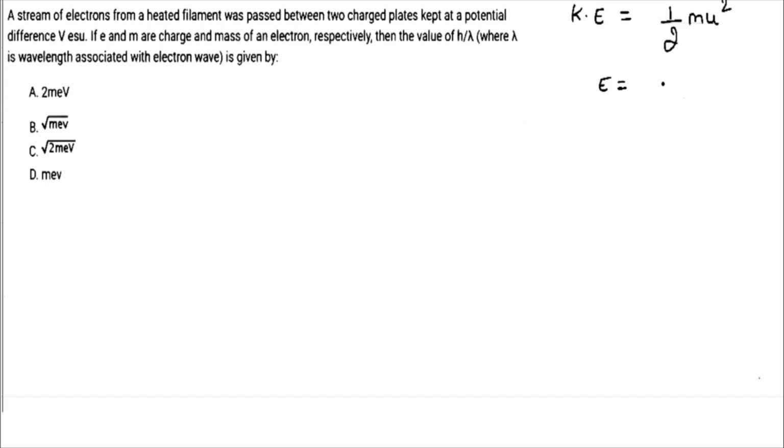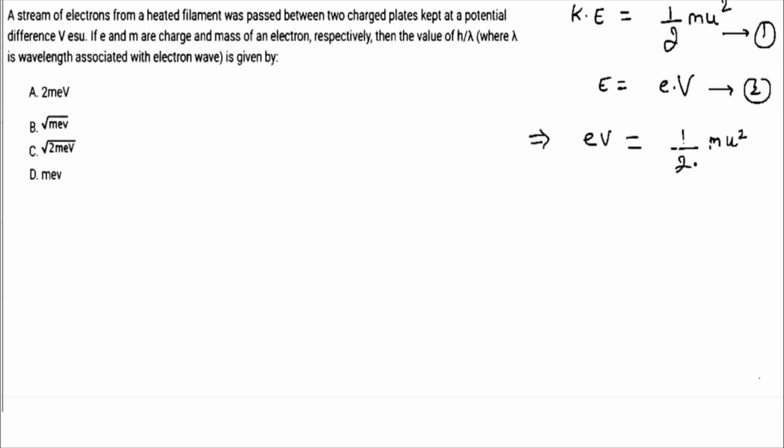is also equal to charge times potential. The charge on the electron is e, so charge into potential V is the energy. I am taking u here because it is 1 by 2 mv square, so just to differentiate it. From equation 1 and equation 2, if I compare them, I will get eV is equal to 1 by 2 mu square.